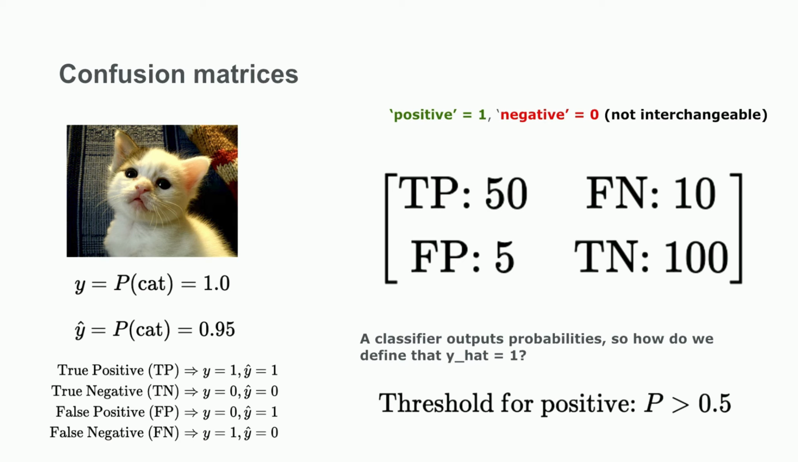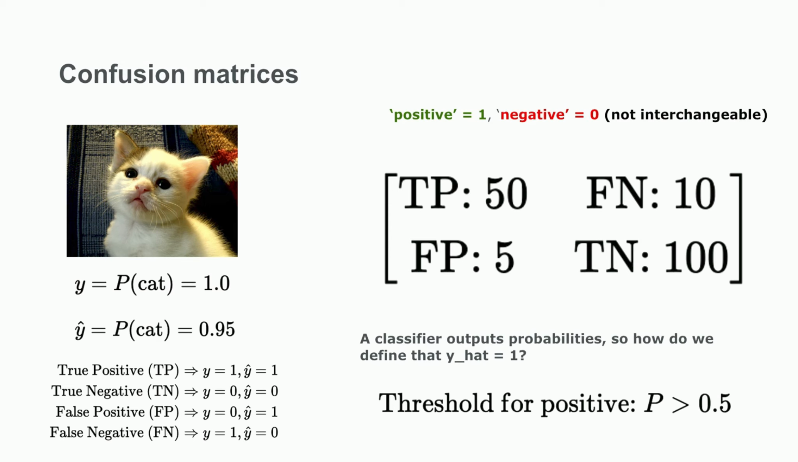So here we're going to start talking about confusion matrices. And we see here the output of the cat classifier. The cat image has a ground truth label of 1.0. It is a cat. And our model predicts y hat 0.95. It is 95% confident that this is a cat.